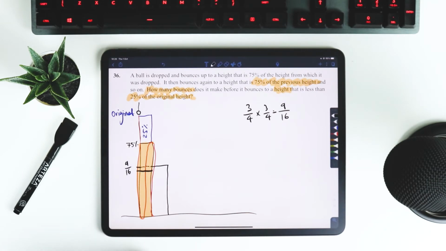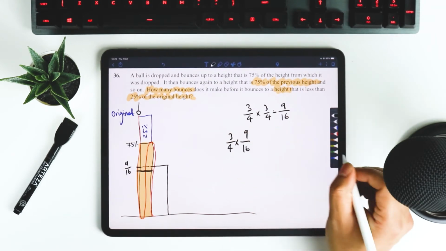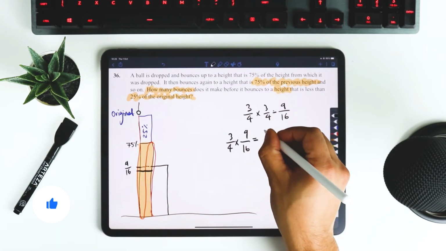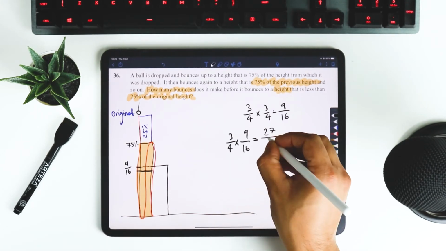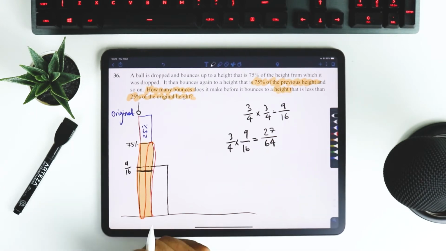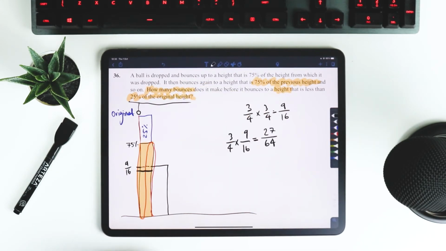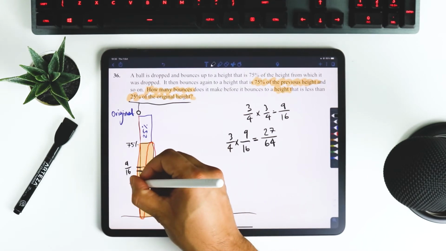Now we've got 9/16 of the original height, so we can work out 3/4 times 9/16 of the original height. Therefore 3 times 9 is 27, and 4 times 10 is 40, 4 times 6 is 24, so 40 plus 24 is 64. So 27/64. Can we do anything about that? Not really. But is 27/64 25% of the original height? It's not, right? So 27/64 is about there.